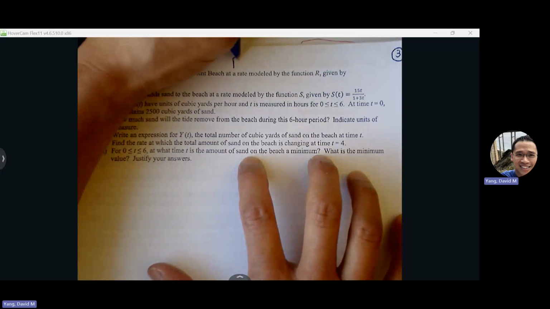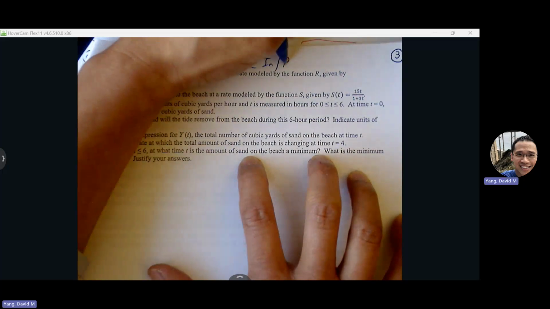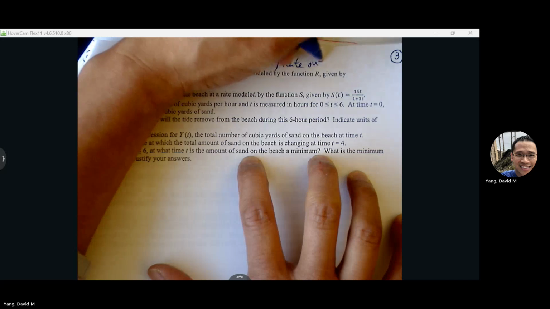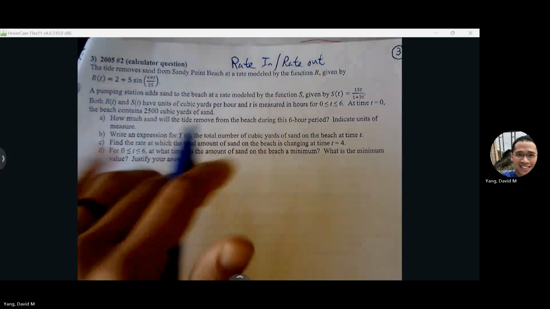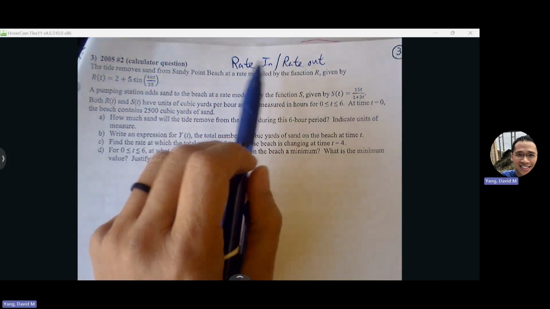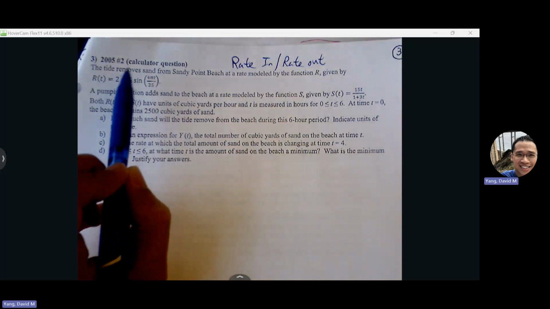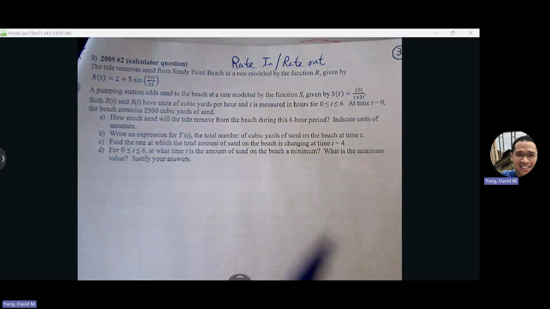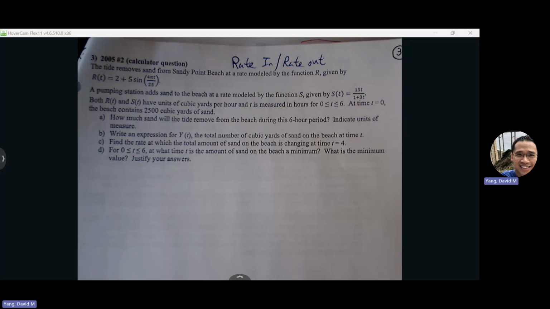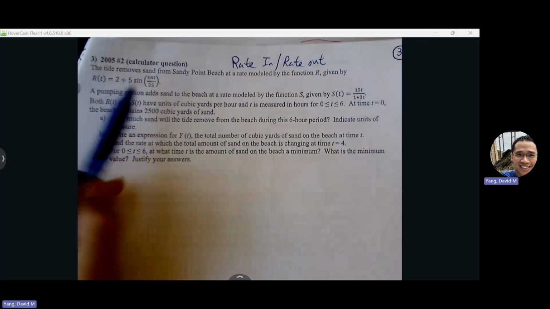This is another rate in, rate out problem. Okay, and then these involve integrals as well. We know that integral is going to basically change the rates, change the units from rate up to the units that we want. So let me read the problem here.